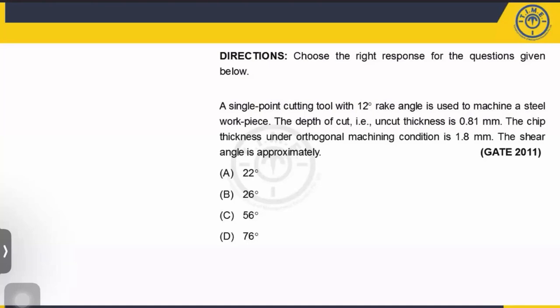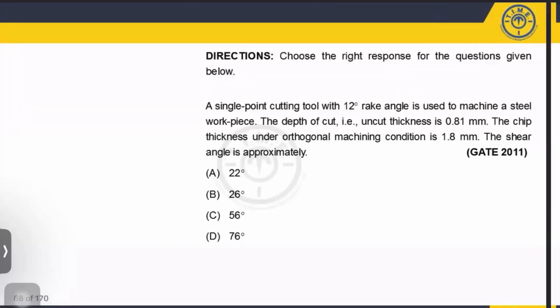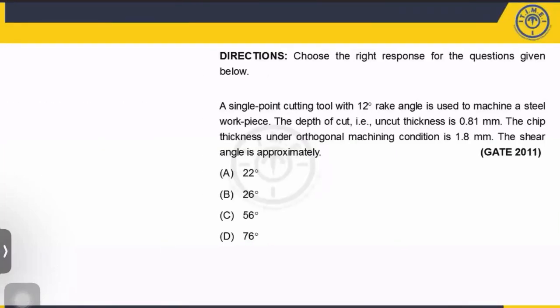Anyone got the answer? Okay, now see. For a single point cutting tool, the rake angle, that is alpha value, is 12 degree. Now you have to calculate the shear angle. In this particular problem, a single point cutting tool with a rake angle of 12 degree is used to machine a steel workpiece. The depth of cut, that is the uncut chip thickness, is given as 0.81.